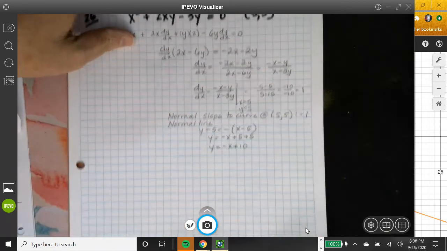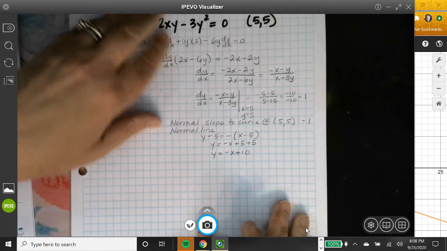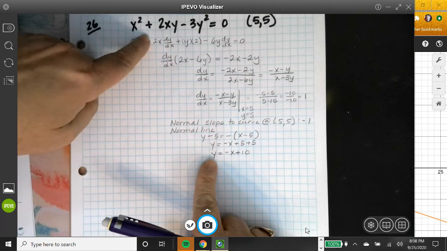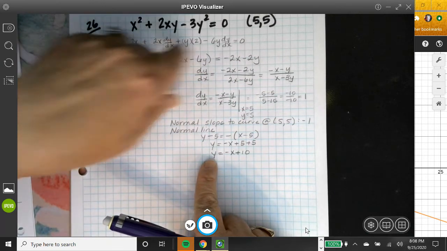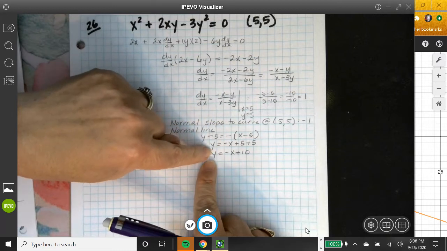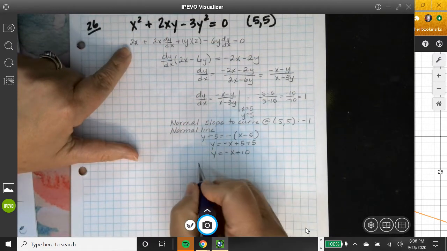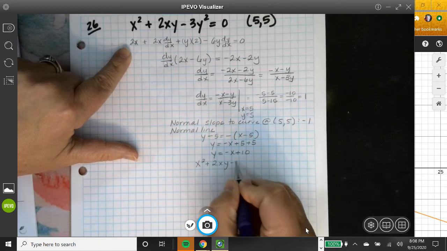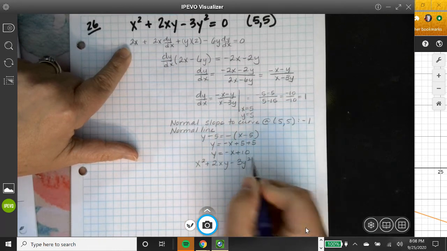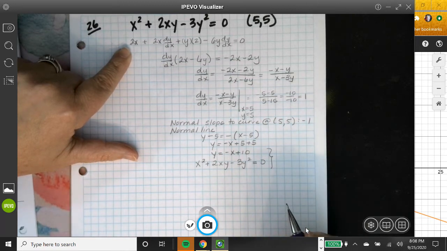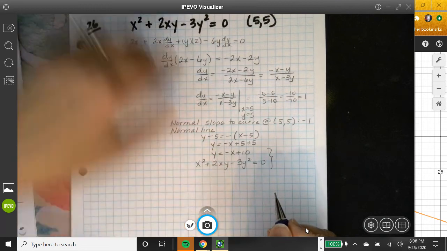Okay, so two things have to be true now. The point that I'm finding has to be on the normal line and on this curve. And I already know one point of intersection between this curve and the normal line, but I'm on the hunt for another one. So I have x squared plus 2xy minus 3y squared equals 0. So I have a system here, and I'm going to use substitution to solve it.